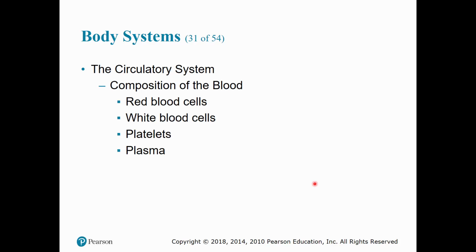White blood cells are part of our immune system and help defend against infections. Platelets are cells within our blood that help form blood clots. And plasma is the actual liquid portion of our blood that allows these substances to be carried throughout our body.